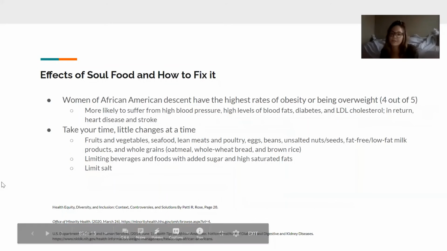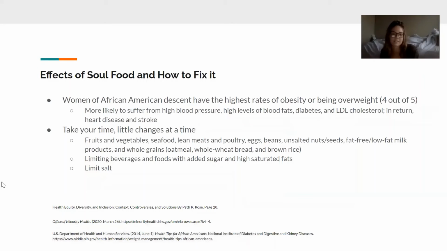Effects of soul food and how to possibly fix it. So women of African American descent have amongst the highest rates of obesity or being overweight in the US, basically 4 out of 5 women. This means that they're more likely to suffer from high blood pressure, hypertension, high levels of blood fats, diabetes, and LDL cholesterol, which in return will mean higher rates of heart disease and stroke.